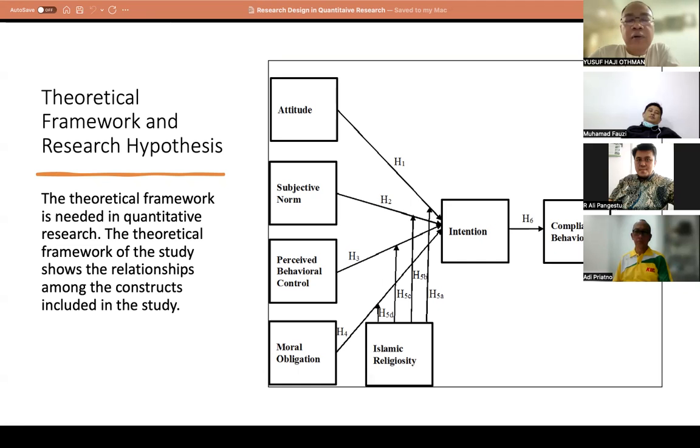However, you might find that there are some common variables that have been used. For example, in this case: attitude, subjective norm, perceived behavioral control, intention, and compliance behavior. These are the common constructs that have been included by previous studies. And for PhD, you have to be different.